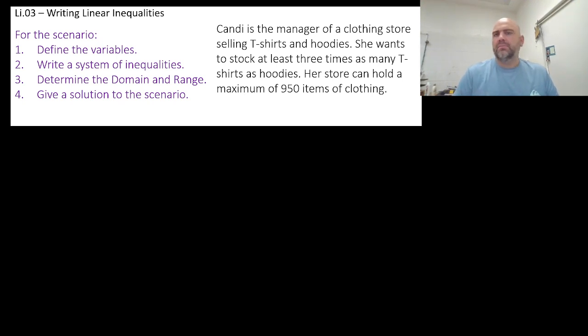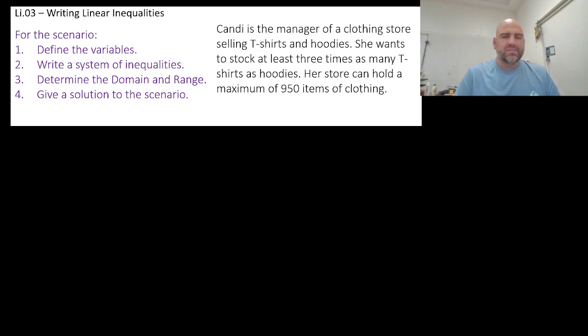We're told that Candy is the manager of a clothing store selling t-shirts and hoodies. She wants to stock at least 3 times as many t-shirts as hoodies, and her store can hold a maximum of 950 items of clothing. So we're going to use these to come up with some inequalities that match the parameters given.